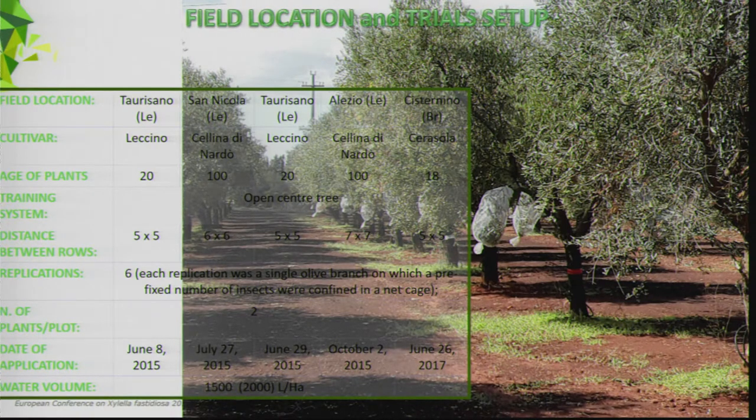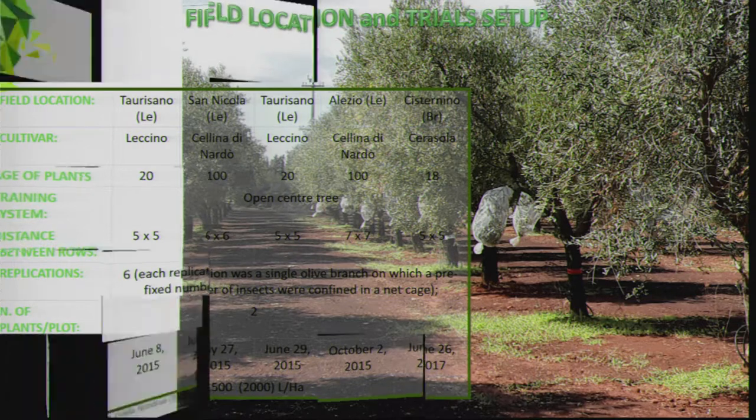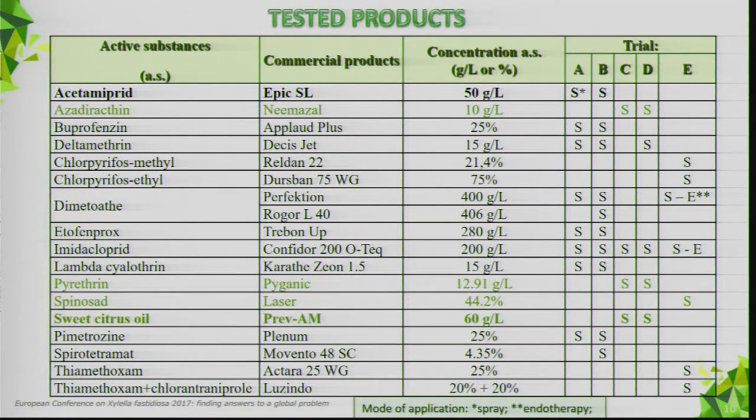Then we set up different trials in order to evaluate different insecticides against the adult vector Philaenus spumarius. In this slide are reported all the products that we applied. At present, no product is authorized in Italy for the control of the vector. For a limited period of time, only acetamiprid and sweet citrus oil were registered, but at present no product can be applied in the field for this specific control.